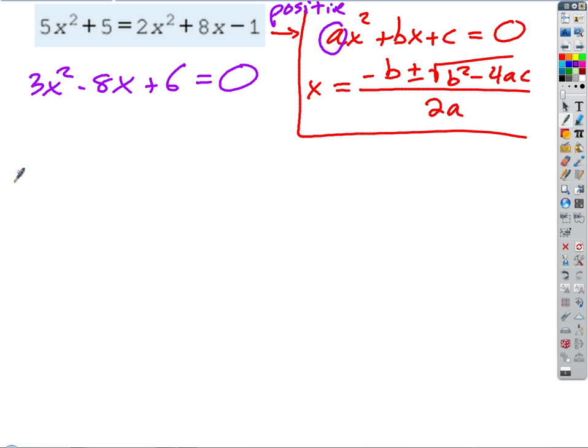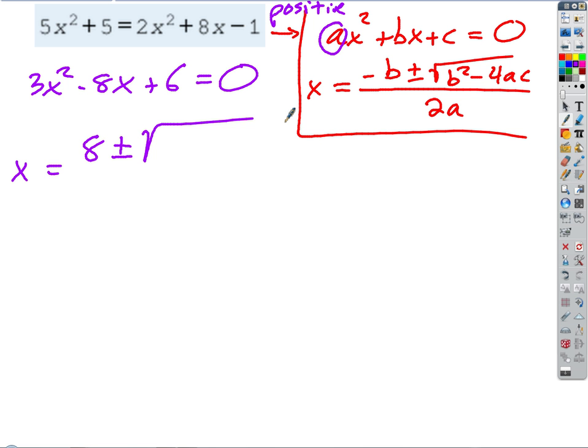So we end up with then x equals, we're just going to substitute into the formula. What's negative b? 8. Just the opposite of b is all that means, right? So 8 plus or minus the square root of negative 8 squared, but what do we do when we square a negative?